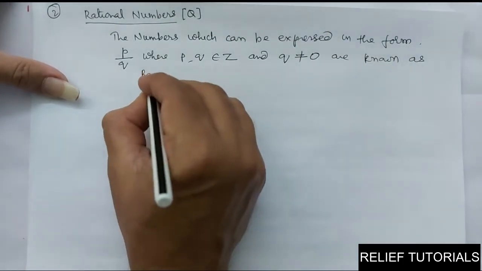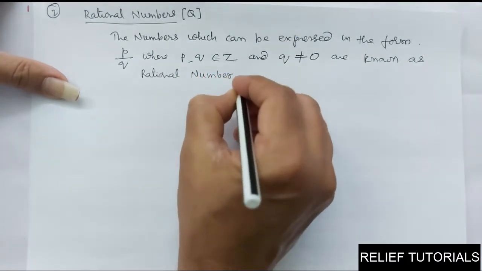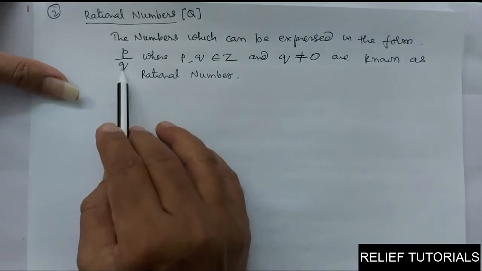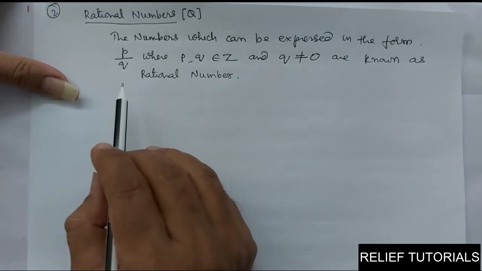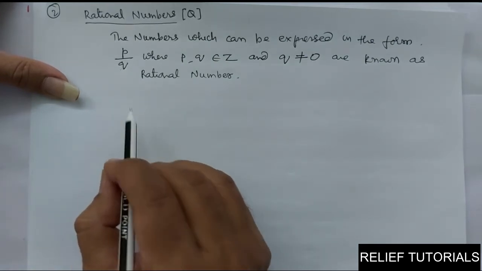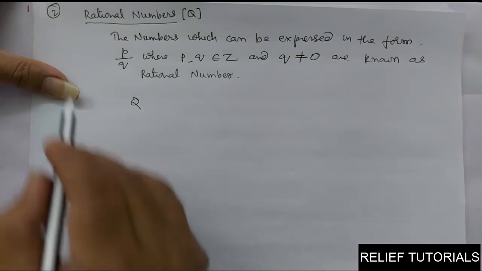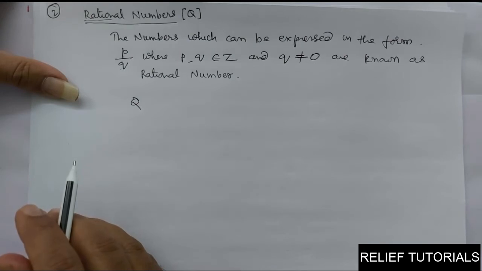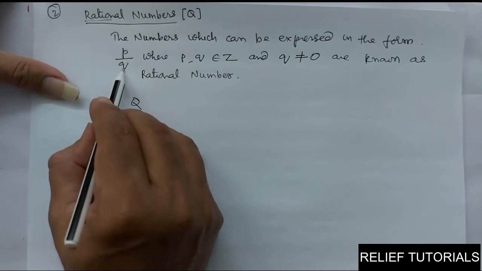Have you got it, friends? Very important. The same chapter you are going to learn even in 10th standard also. So the numbers which can be expressed in the form p by q, where p and q both are integers and the denominator q is not equal to 0, are called rational numbers. We denote rational numbers by Q. Rational comes from the word ratio, and Q comes from the word quotient. Quotient means division.